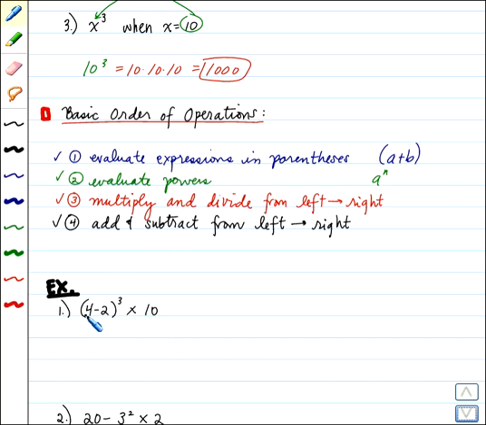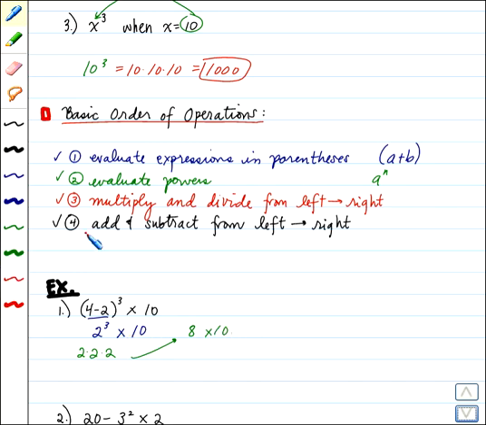Here's our first example, (4 minus 2) cubed times 10. Alright, so remember, we evaluate expressions in parentheses first. 4 minus 2 is equal to 2. Now keep the rest of the expression, to the third power times 10. Next we're going to evaluate powers. In this case we have 2 to the third. So 2 cubed, or 2 to the third, is the same as 2 times 2 times 2. So I wrote it down here. And let's go ahead and solve it up here. That's equal to 8. And we still keep that times 10.